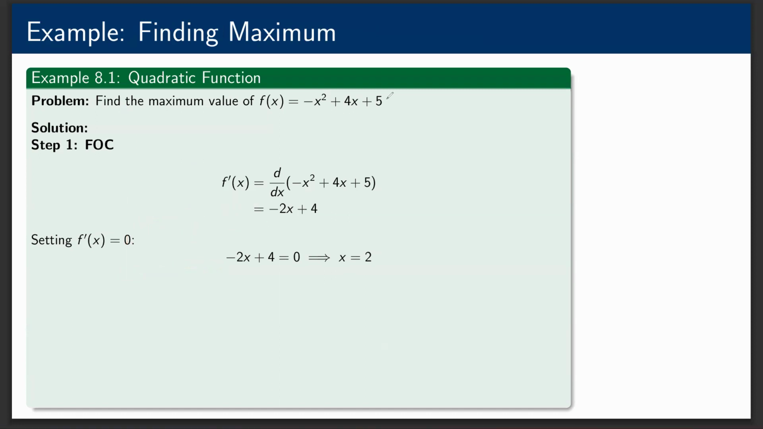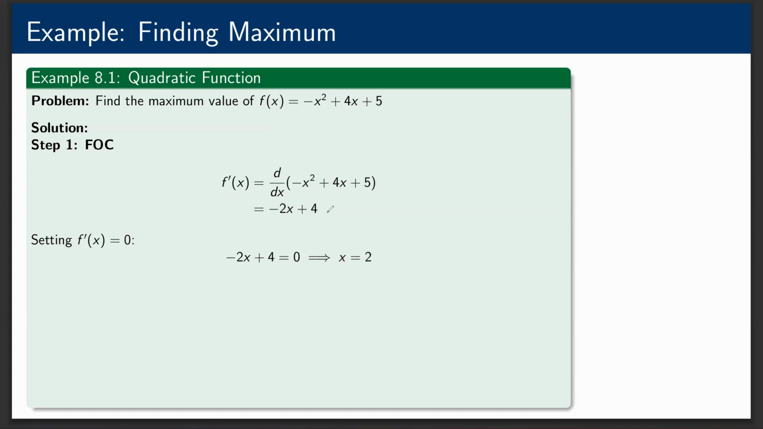How to do it? Given the function, find its first order derivative, that is equal to minus 2x plus 4. Put it equal to 0. The value of x equal to 2. So we say that x equal to 2 is the critical point. That means the curve at this point x equal to 2 may attain a maximum value or may attain a minimum value, may be inflection point.